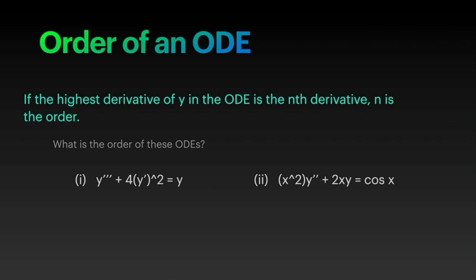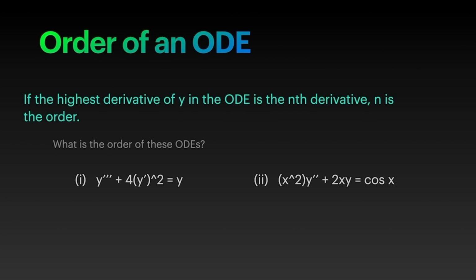So first things first, let's cover the order of an ODE. For the order of an ODE, you just check which is the highest derivative of y, which is the dependent function in the ODE. Let's look at an example. In this first example, we have the third derivative of y plus 4 times the square of the first derivative of y, which equals y.